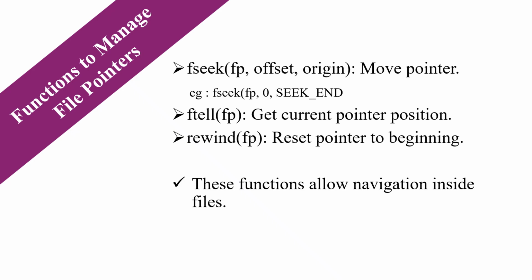ftell(fp). This simply tells you the pointer's current position in the file, and it returns a number that represents the location in bytes. This is really useful when you want to know how much of the file you have read, or even to find the file size. And the third one we have is rewind(fp).